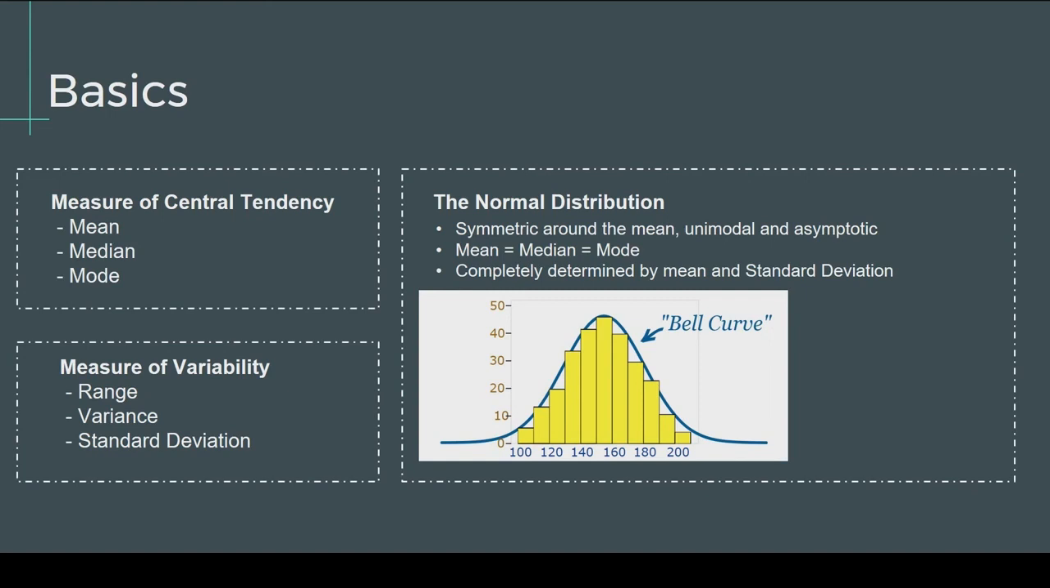Now, why is the normal distribution so important? It's because of the characteristics of the normal distribution that we can actually rely on the ground truth and use a lot of probability and statistics. Now, this is where we have descriptive statistics and inferential statistics.